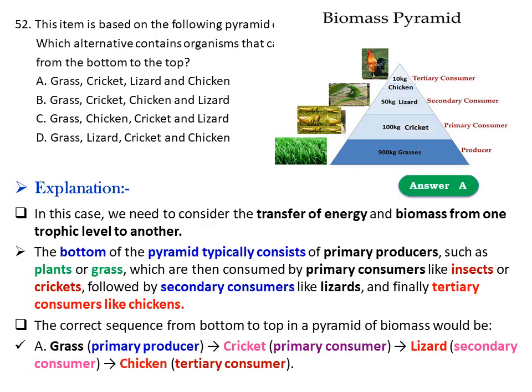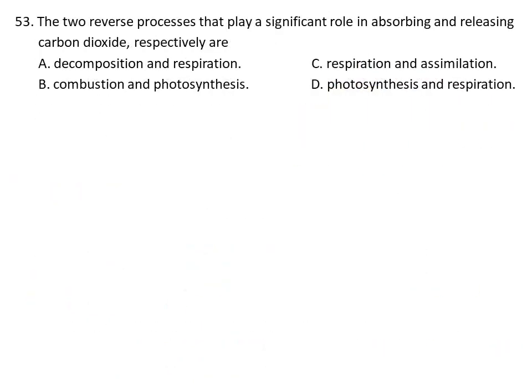In this case, we need to consider the transfer of energy and biomass from one trophic level to another. The bottom primarily consists of primary producers such as plants or grasses. Then the primary consumer should be insects or crickets, followed by the secondary consumer, lizard, and finally the tertiary consumer, like chickens.